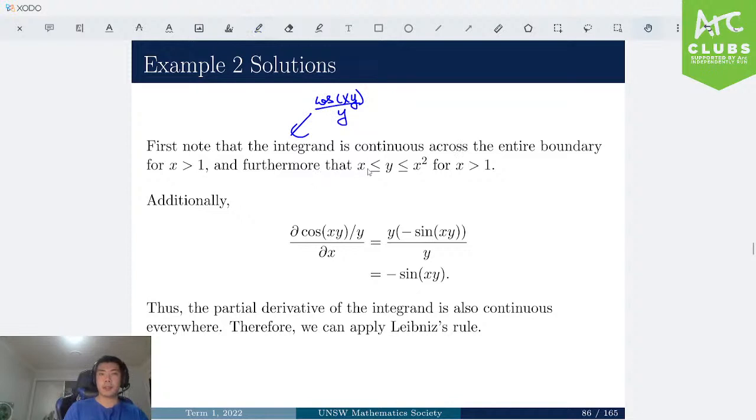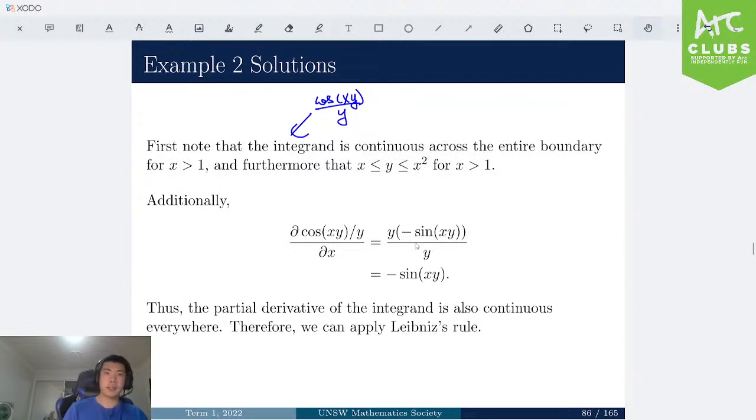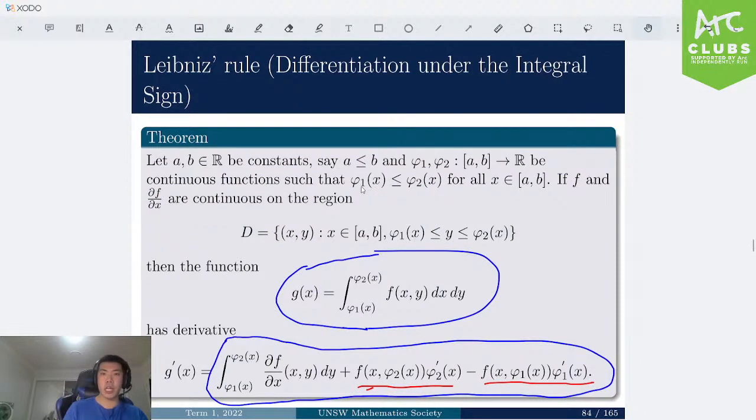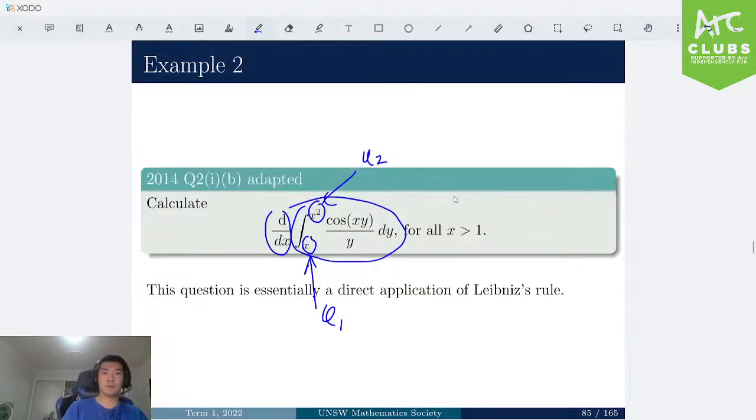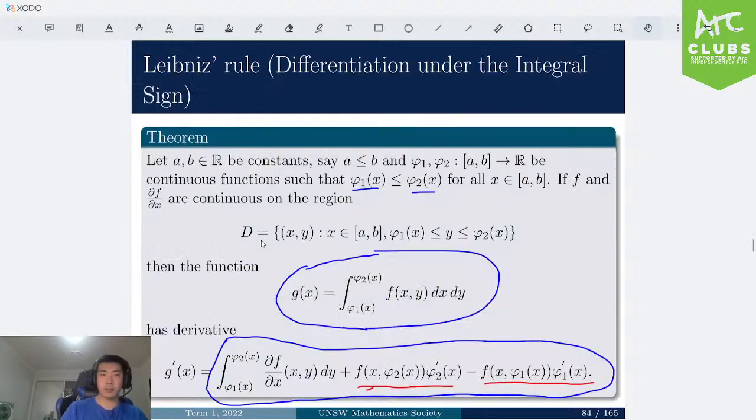Furthermore, y lies between x and x squared for x greater than 1. Remember our boundaries are x and x squared. This is like our phi 2, and this is like our phi 1. So it satisfies all the conditions: it's continuous, and furthermore, the variable we're integrating over lies between phi 1 and phi 2. And so we can apply Leibniz's rule. Actually, no, my bad. Furthermore, we have to check one more thing. We have to check that the partial derivative is also continuous, so df/dx is also continuous.